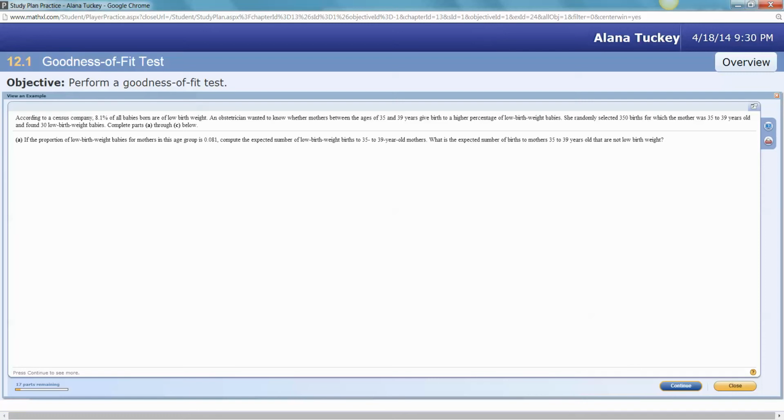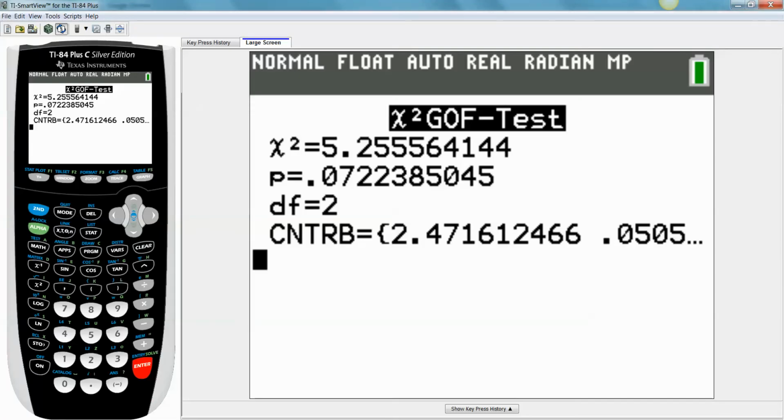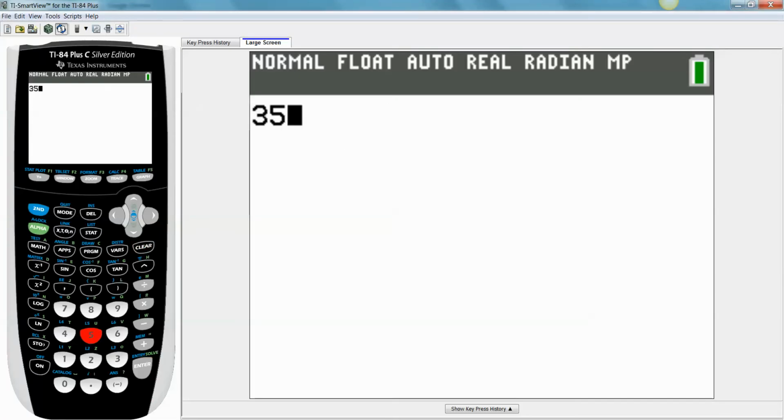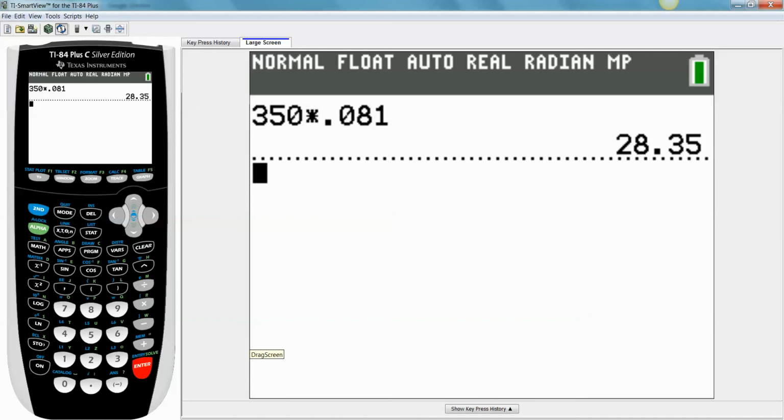Okay, so if the proportion of low birth weight babies for mothers in this age group is 0.081, compute the expected number of low birth weights for 35 to 39-year-old mothers. All right, so you're looking at 350 births. What you want to do is take 350, that's your n, and multiply it by your p, which is 0.081. Enter. Which gives you 28.35. So that'll be the low birth weight babies.